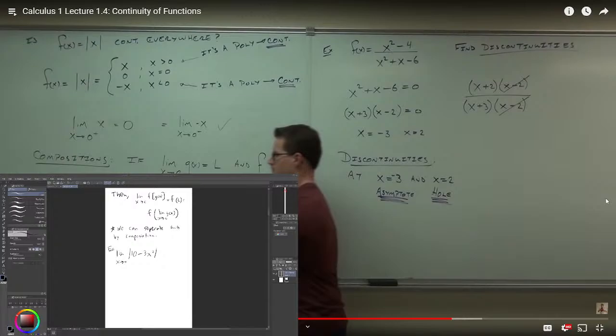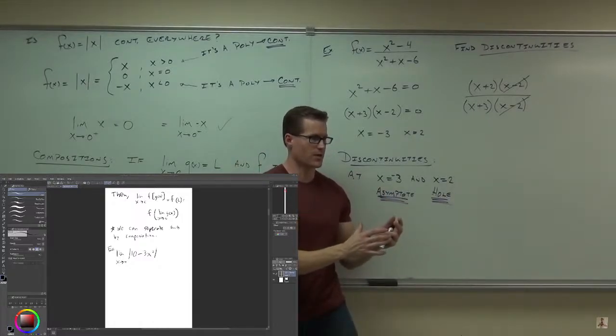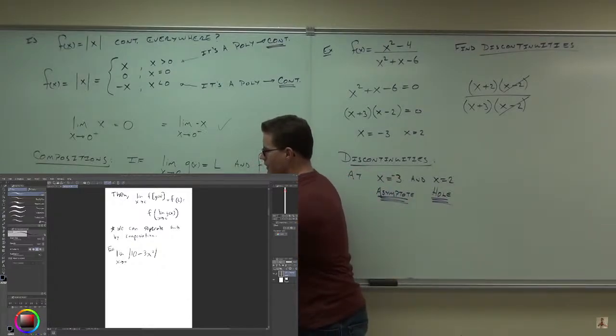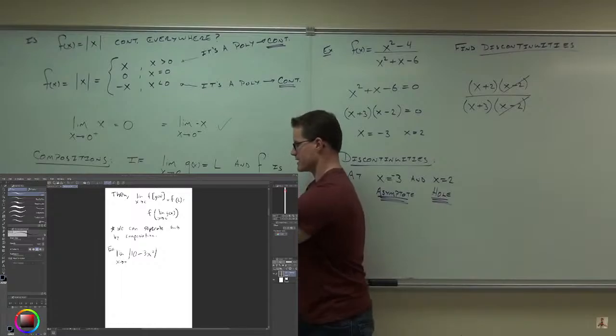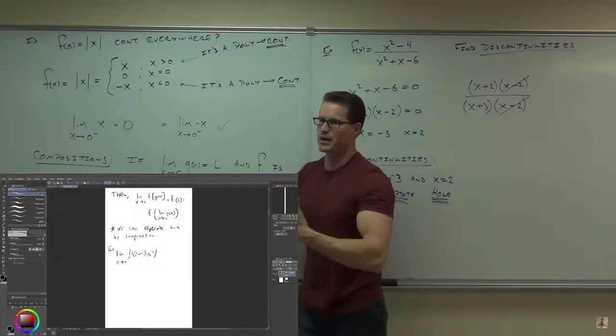So f of g of x right here is going to go to f of L because it's continuous. You with me on that one? Since that happens, we can make that jump and say, oh, but wait, L is equal to the limit of g of x as x approaches c. And that proves our composition for us. We can separate limits by composition.